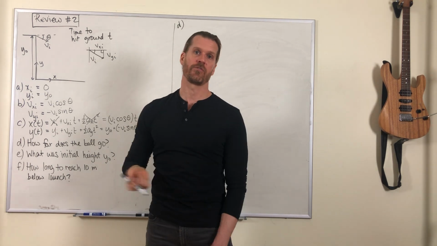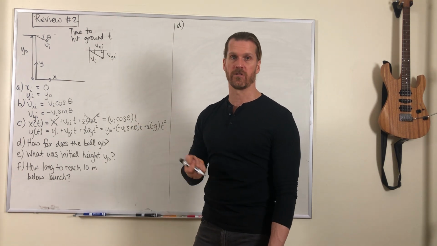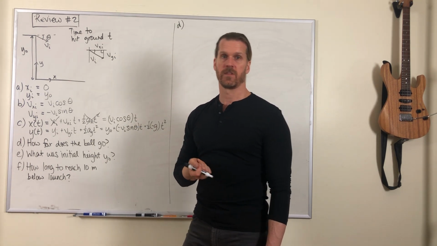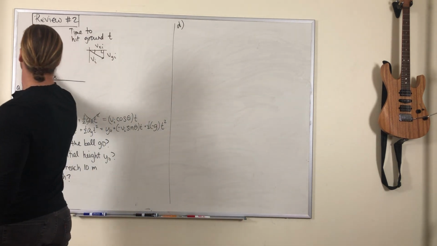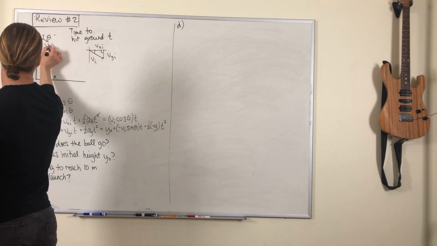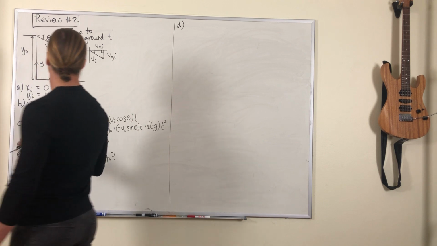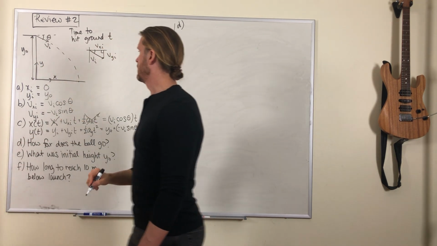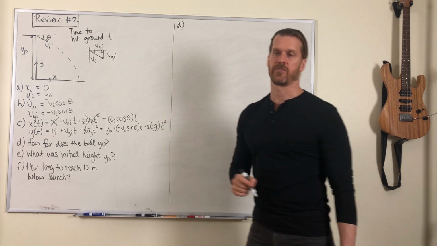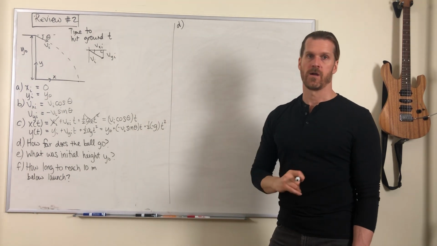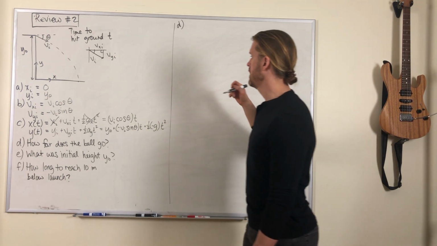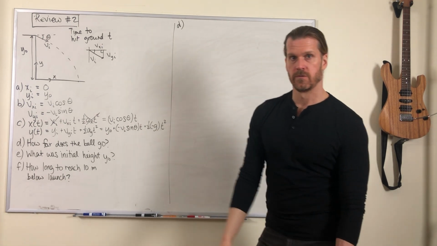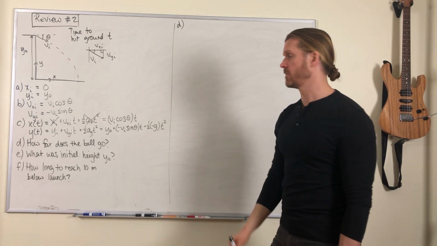Question D, how far does the ball travel horizontally when it lands? So here's the path of this ball. And we want to figure out what that distance is along the x-axis when it lands. And again, we can use our problem-solving procedure.